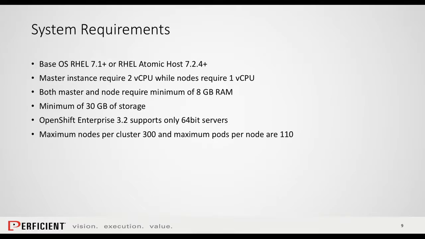OpenShift Enterprise supports only 64-bit servers, and you have a maximum of 300 nodes per cluster, and a maximum of 110 pods per node. So this information, together with the planning information you know about your applications and how many pods or containers are expected to be running in this environment, will help you determine how big your infrastructure needs to be.